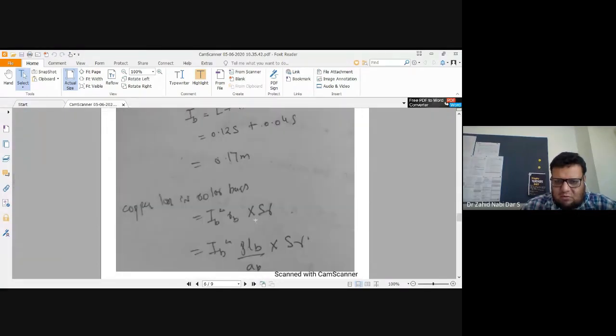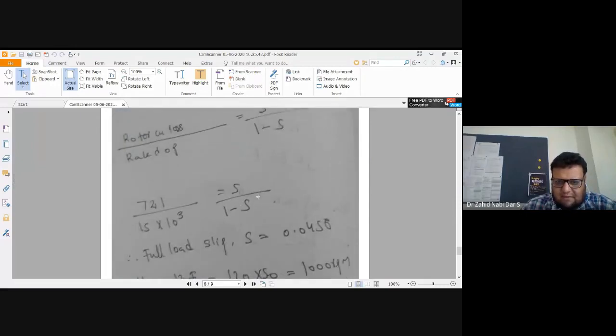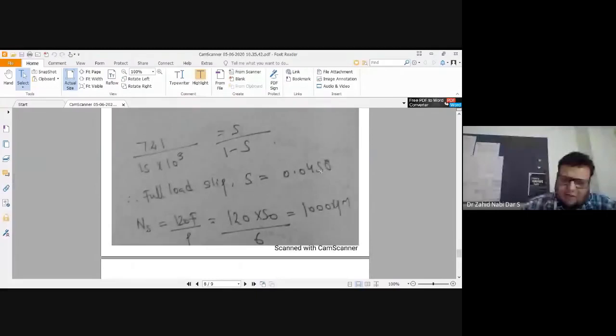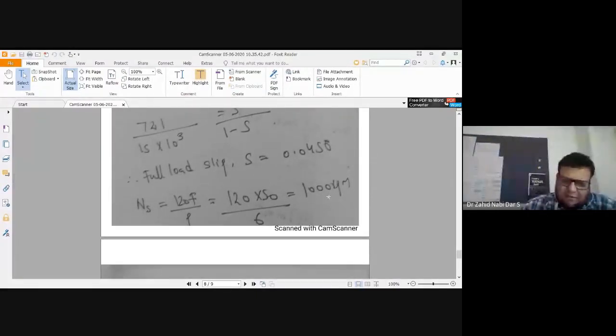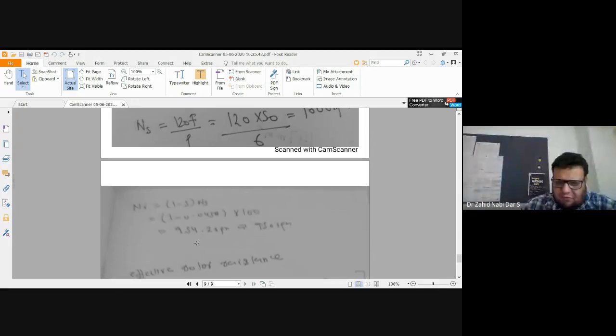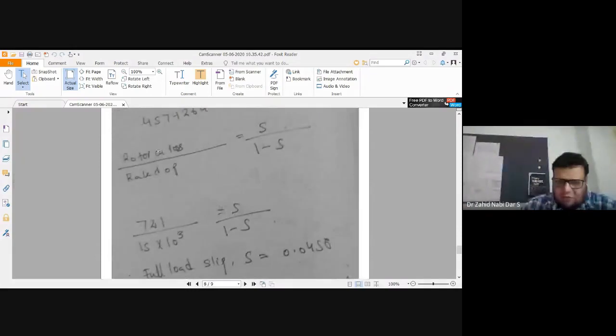Similarly, if you are using this formula, you will also get close to it. See here, s/(1-s), you are getting around 0.0458. So 58 means close to 50. This is a very close value, so there is no need of doing this directly. Also you can do it like this: 120 f over P gives 1000 rpm, then substitute N_r = (1 - s) N_s. You get a value of 954, which is very close to 950 rpm. My aim here was not to calculate this, but just to show you how it can be done.